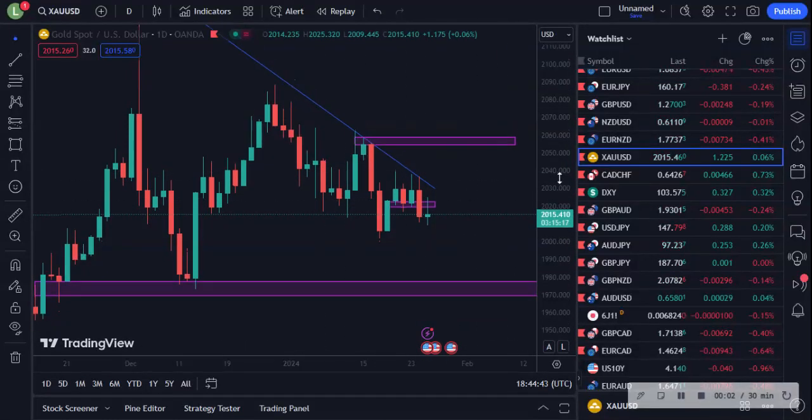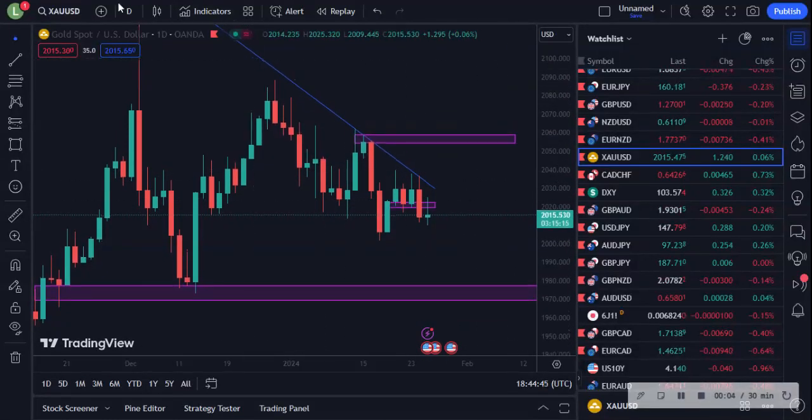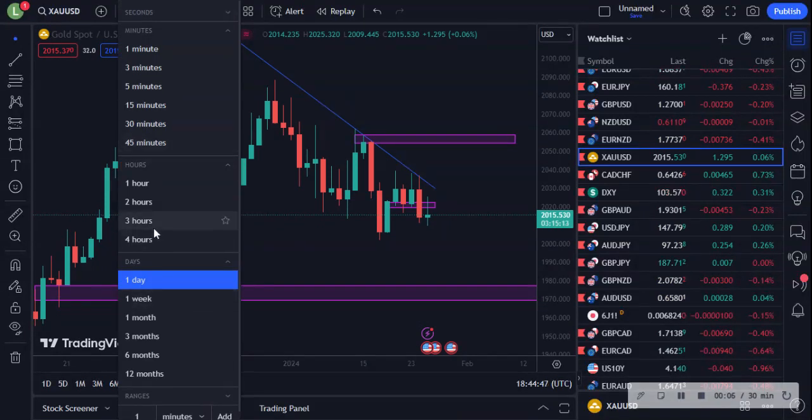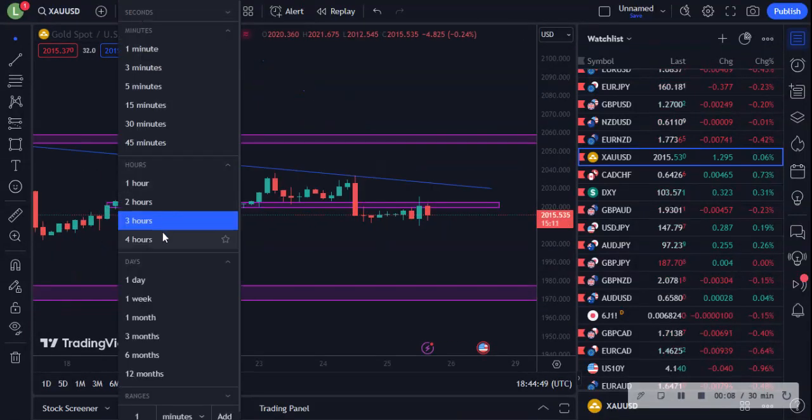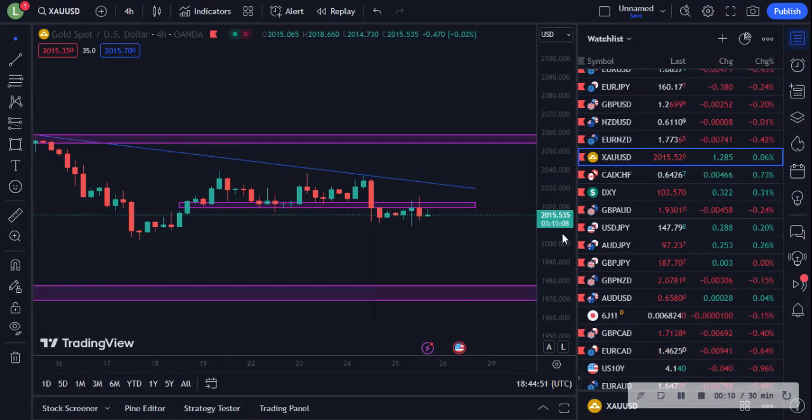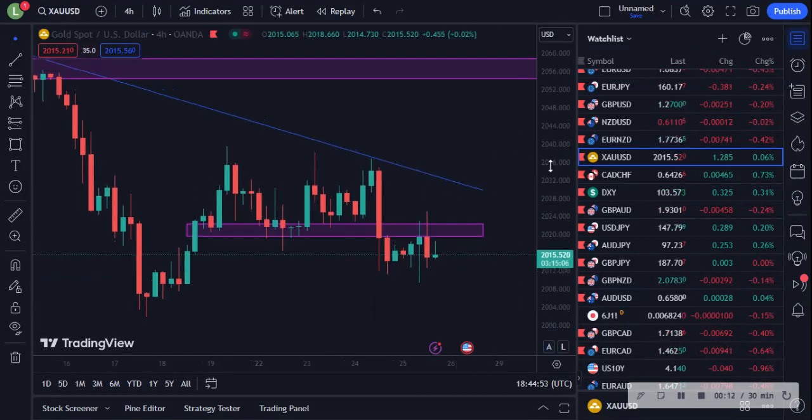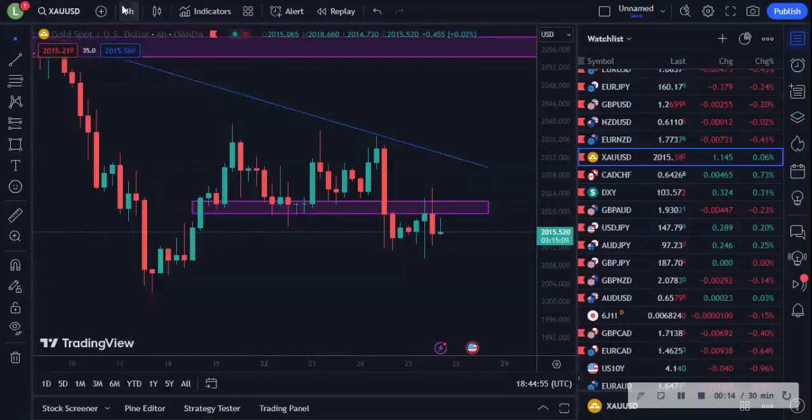Easy guys, just got a few trading setups here. We're going to discuss them and we're actually going to execute. So first of all, you've got gold in a downtrend on high time frames.